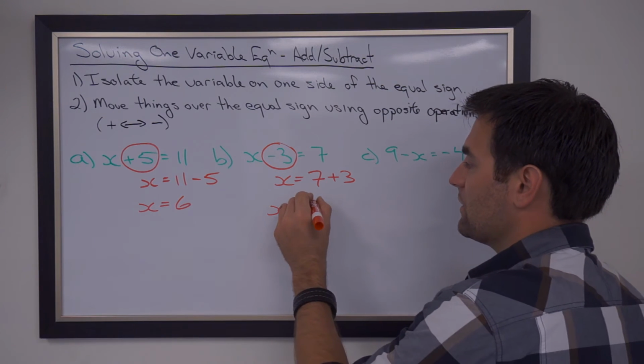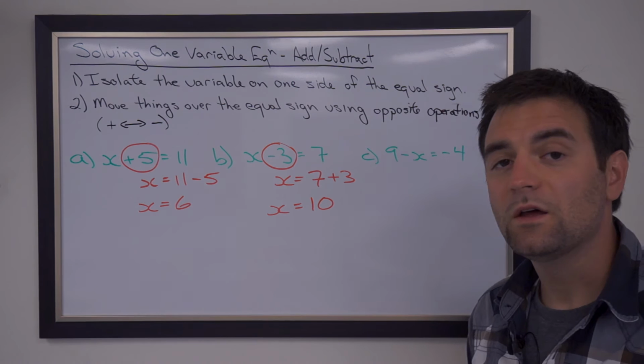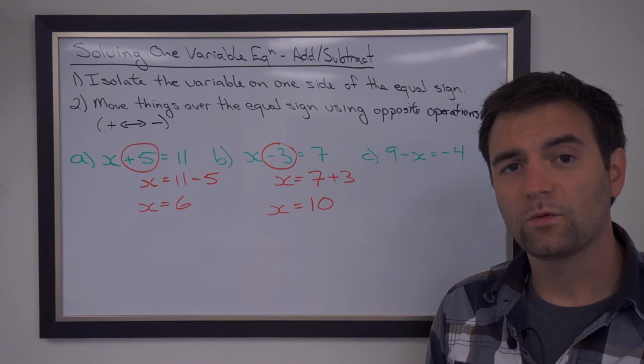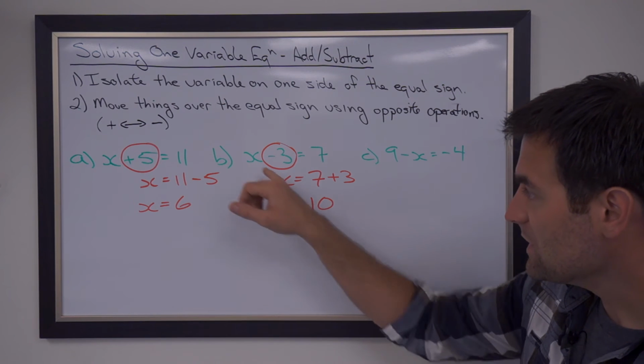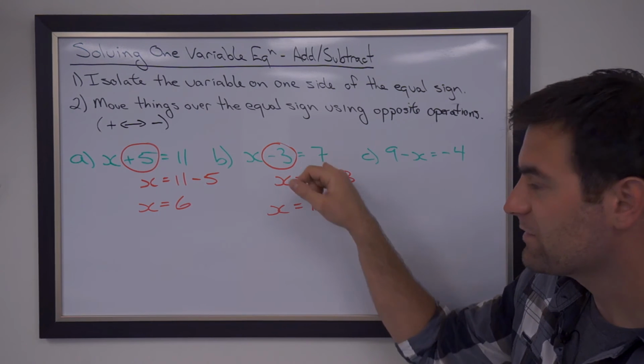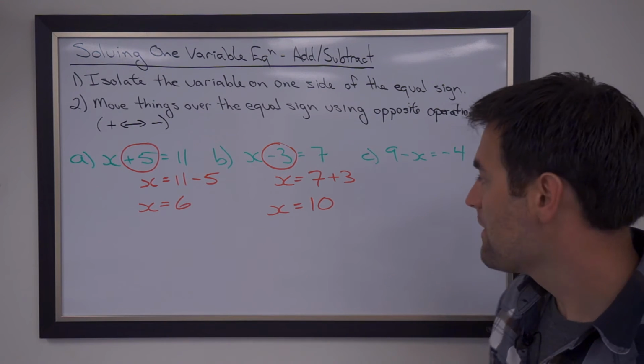7 plus 3 is 10. And that's our result. And again, we can quickly check that. 10 minus 3, well, that is 7. So that is a correct answer there.